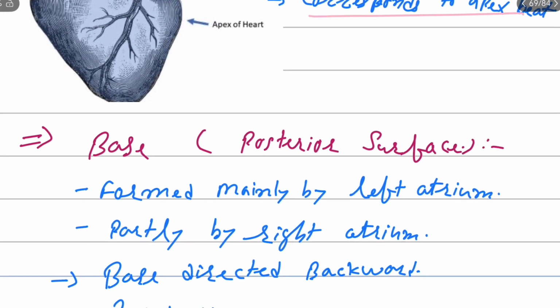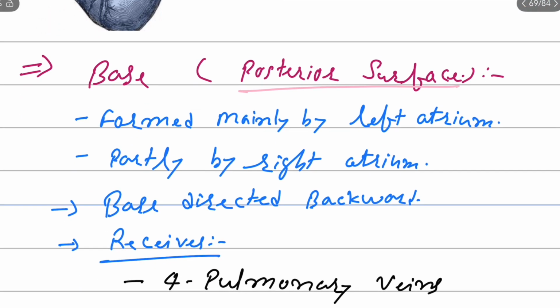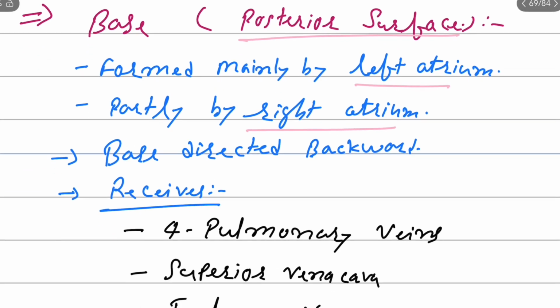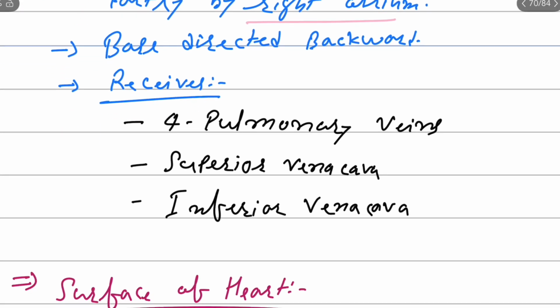Base of heart. The posterior surface of the heart is the base of the heart, formed mainly by the left atrium and partially by the right atrium. The base is directed backwards. The base receives four pulmonary veins, the superior vena cava and the inferior vena cava.